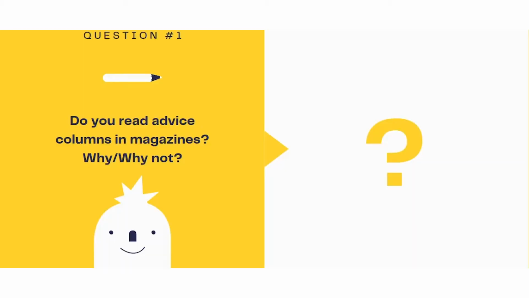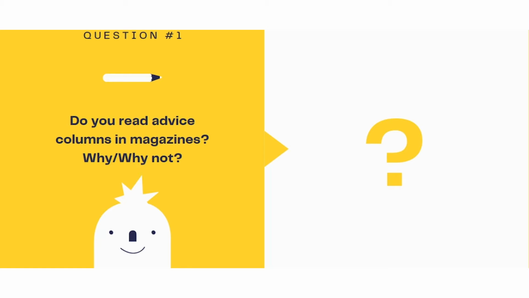So the first one, question 1. Before I start with this activity, of course I'm going to ask them first: do you read advice columns in the magazine? Why or why not? For example, in the speaking part, if you remember, we have the agony aunt. The agony aunt is someone who gives advice if you write about a problem.